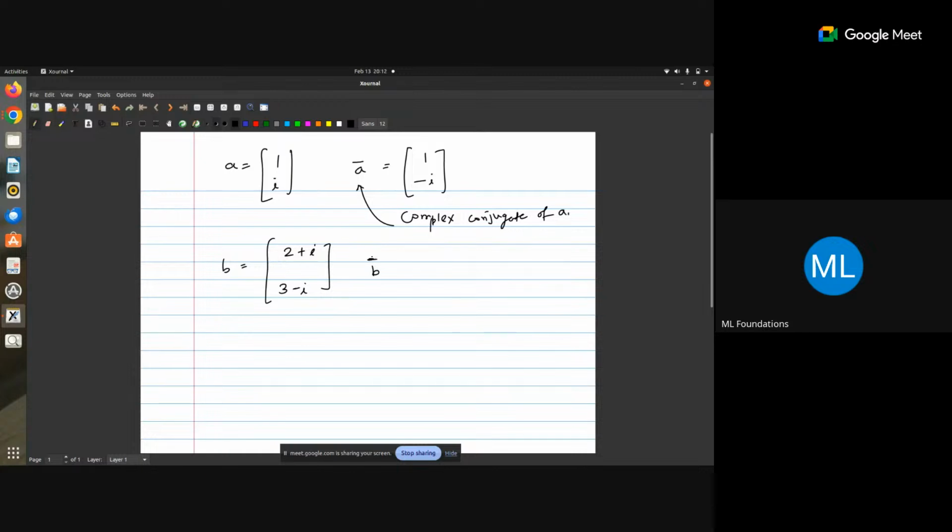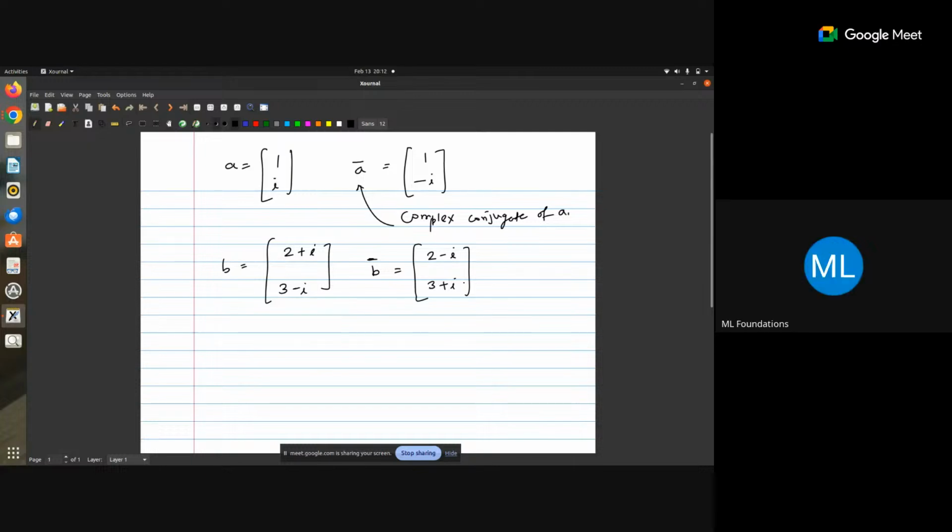It is shown by the bar over the vector. So it will be 2 minus i and 3 plus i. So that is your complex conjugate. So you understand, right? To find the complex conjugate of any complex number, we have to change the sign. Is that fine?